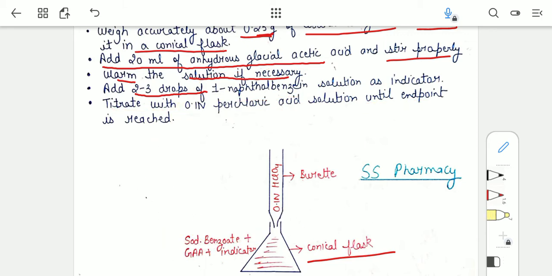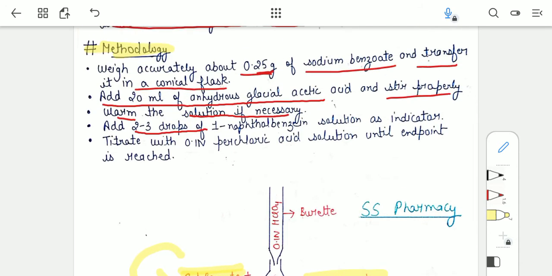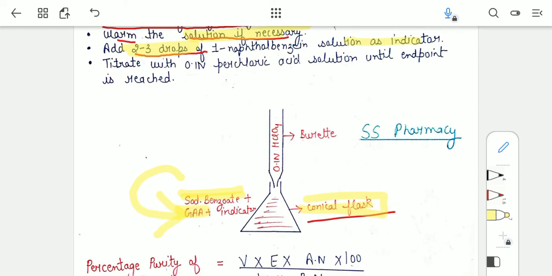So we have taken a conical flask, and in the conical flask we have taken sodium benzoate and then glacial acetic acid. We have dissolved our sample sodium benzoate in our solvent glacial acetic acid, and if it is not dissolving, then we will warm the solution, and then we will add 2 to 3 drops of our indicator, and after that we will begin the titration until the endpoint is reached.